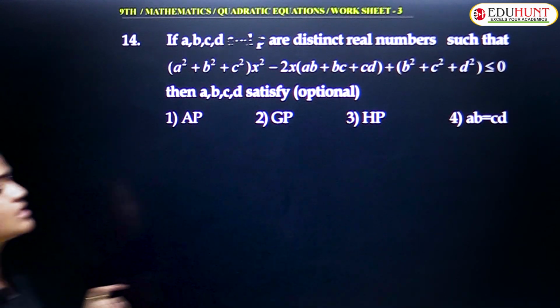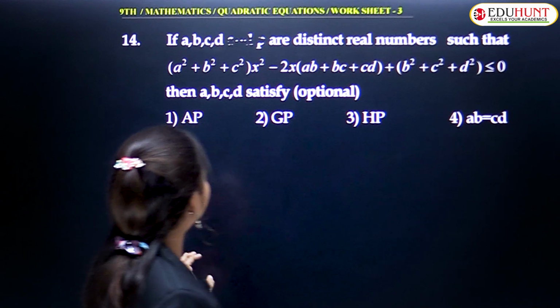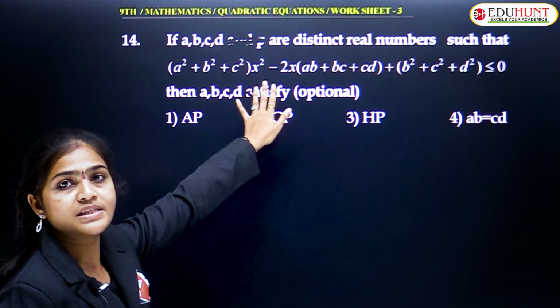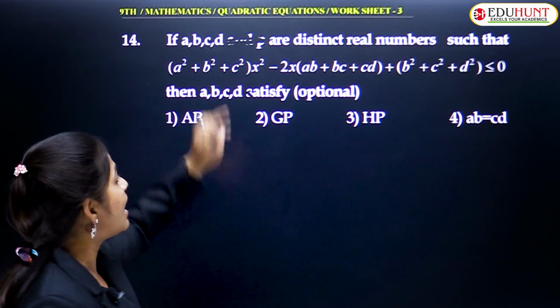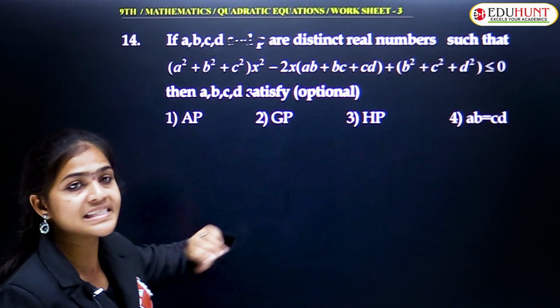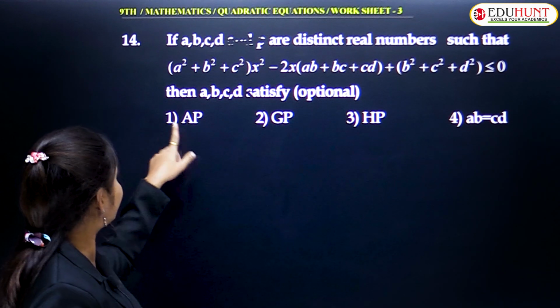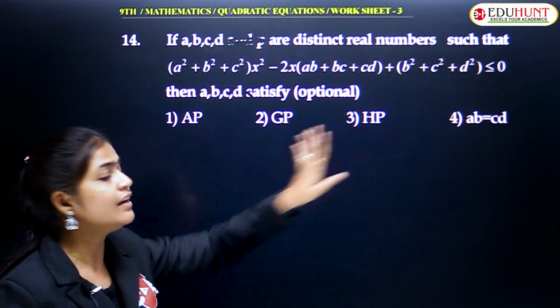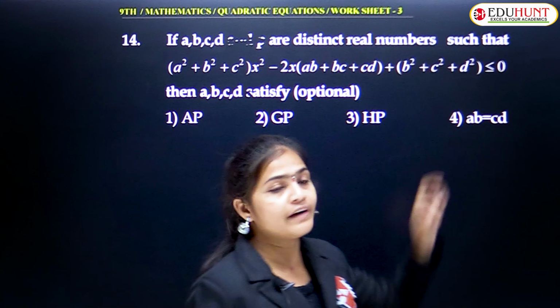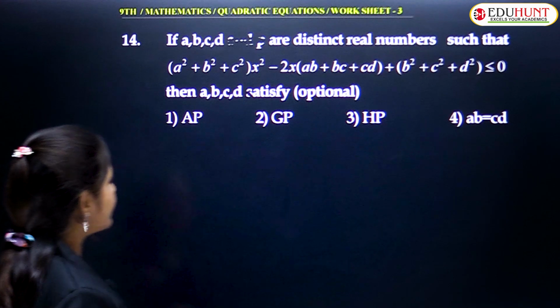So see here, that quadratic expression is given. First we have to simplify this expression. After that we have to find whether A, B, C, D are in AP, GP or HP, or the relation between them we need to find out. Understand? So let us see that.